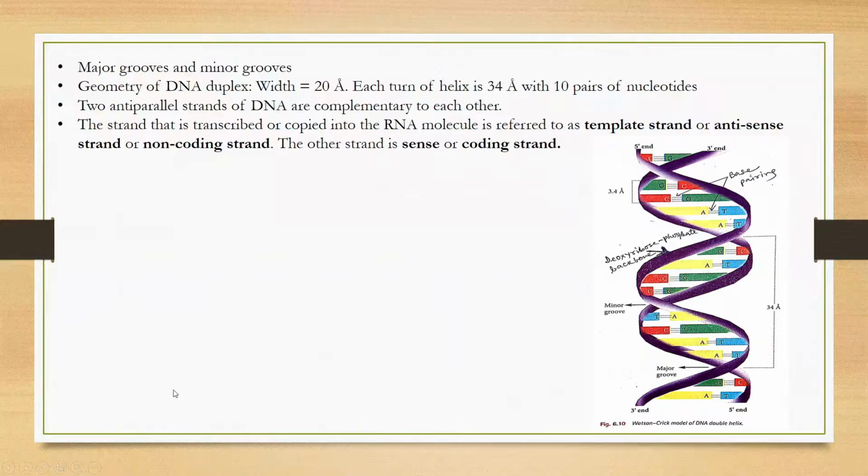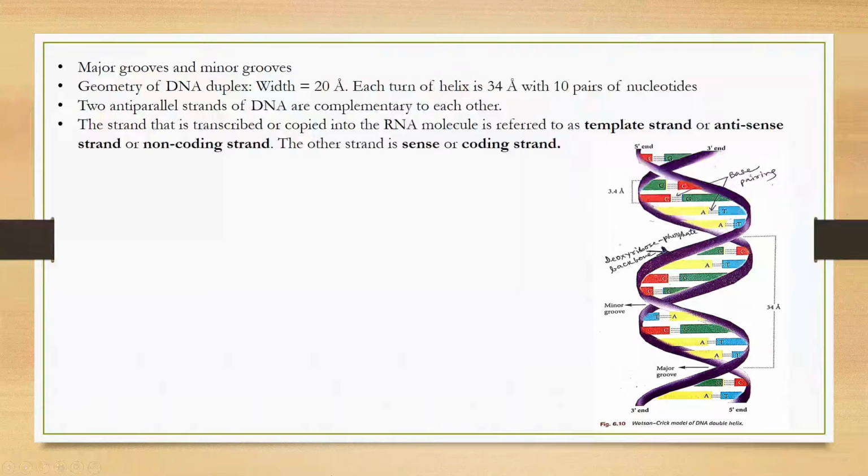Now, the geometry of the DNA duplex: the width is 20 angstrom, and each turn of the helix is 34 angstrom with 10 base pairs. So each pair has a distance of 34 divided by 10, that is 3.4 angstrom. So this is 3.4 angstrom, 3.4 angstrom. Because of their length, DNA chains are described in terms of base pairs. 1 kilobase pair is equal to 1000 base pairs.